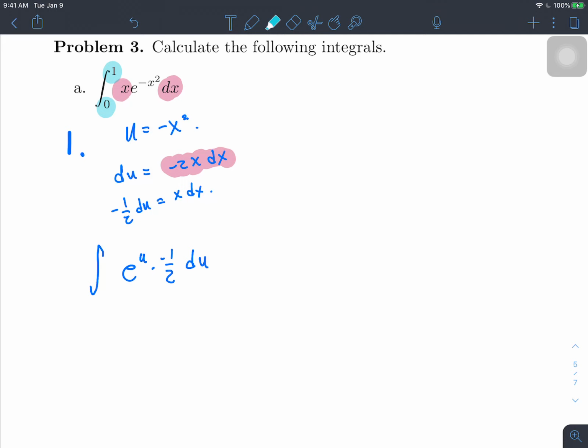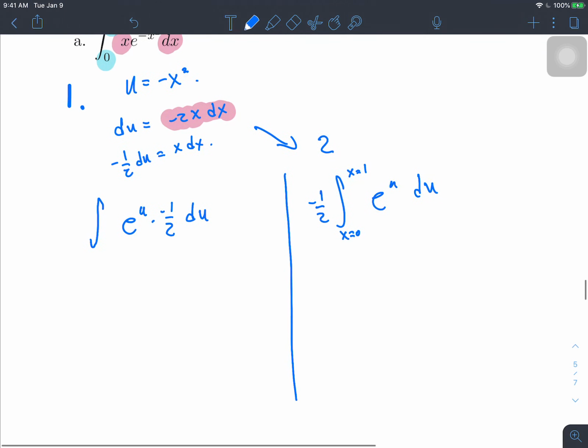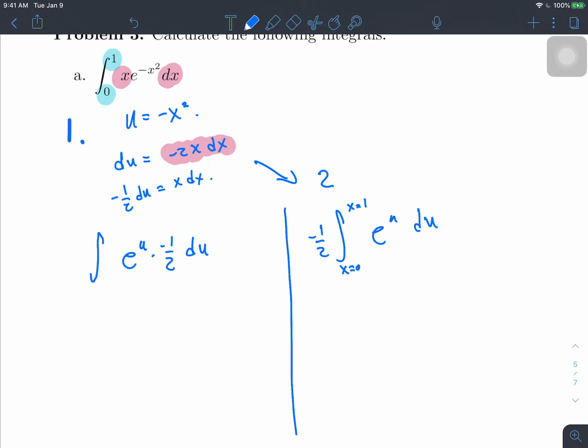This integral is now in terms of u. So here's where the two methods differ. For one method, we're just going to write x equals 0 and x equals 1. We'll have negative 1/2 e to the u du. For the change the bounds method, what we're going to do is take these two numbers highlighted in blue and plug them into this function u equals negative x squared. They're x values, so we're going to plug them in for x. So when x is 0, u is going to be 0, so I'm going to keep 0 here. And when x is equal to 1, u will be equal to negative 1 squared, which is just negative 1.